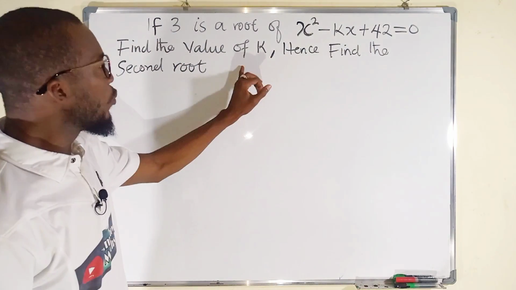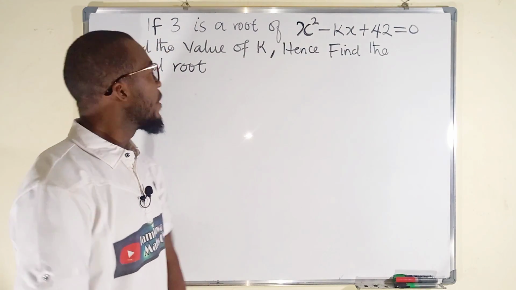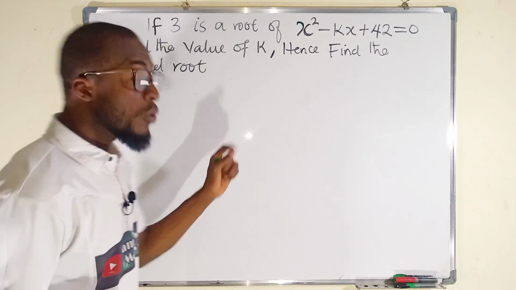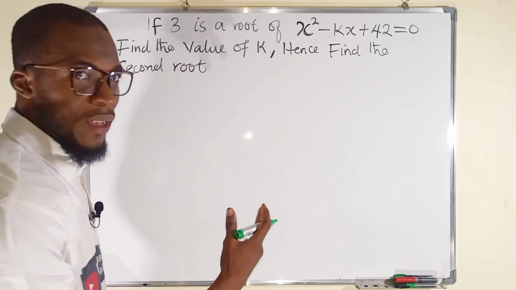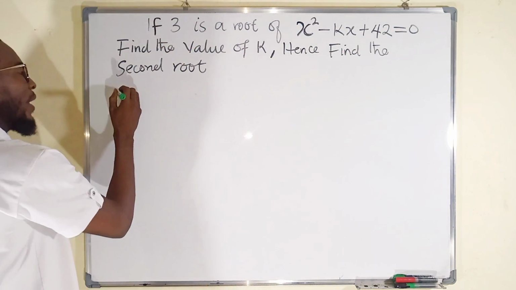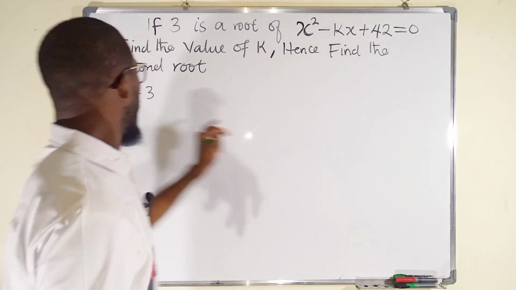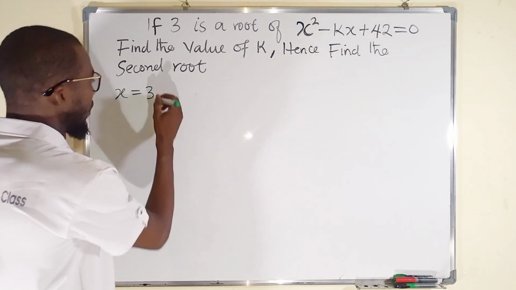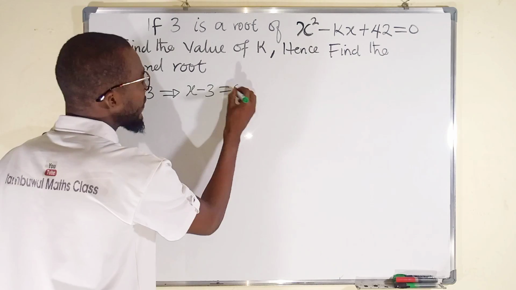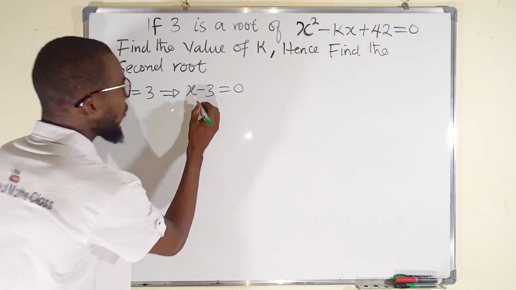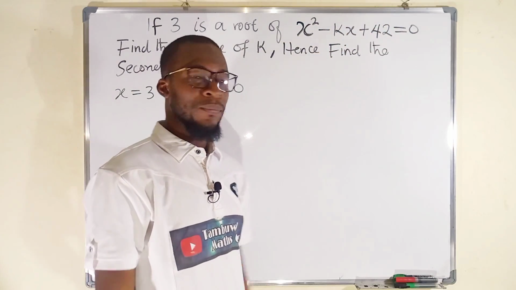When we say root, it means one of the solutions after solving the quadratic equation. So if 3 is one of the roots, it means that if you solve this quadratic equation, one of the values of x will be equal to 3. And if x is equal to 3, this implies that x minus 3 will be equal to 0. And therefore, x minus 3 is one of the factors of this quadratic equation.